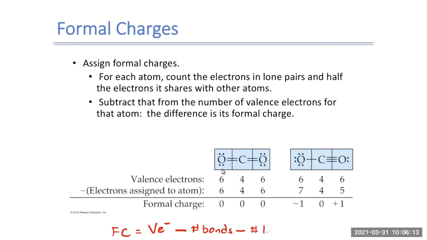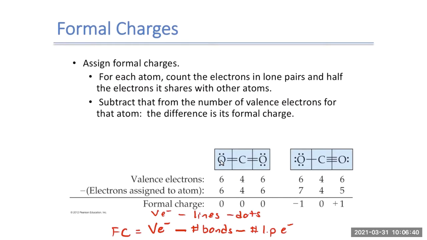So minus number of lone pair electrons. You can also think of formal charge as our valence electrons minus the lines we draw minus the dots. Easier way if you don't want to worry about figuring out number of bonds and number of lone pairs. Minus lines, minus dots.